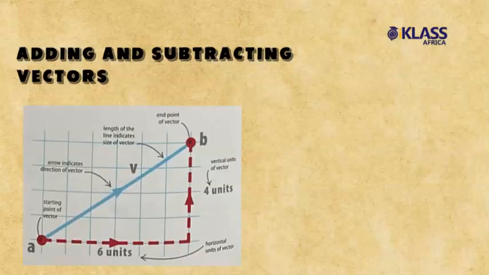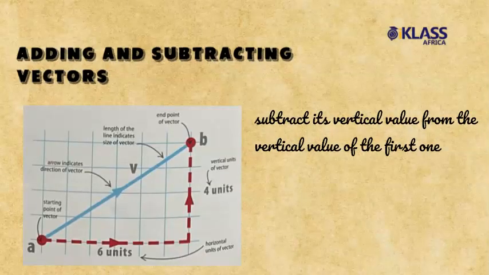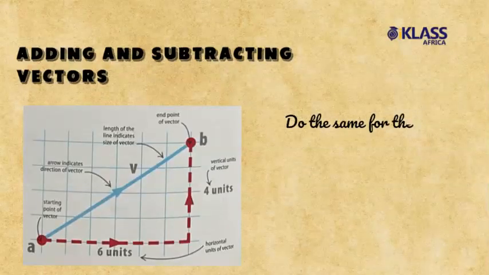To subtract one vector from another, subtract its vertical value from the vertical value of the first vector, then do the same for the horizontal values. Example.